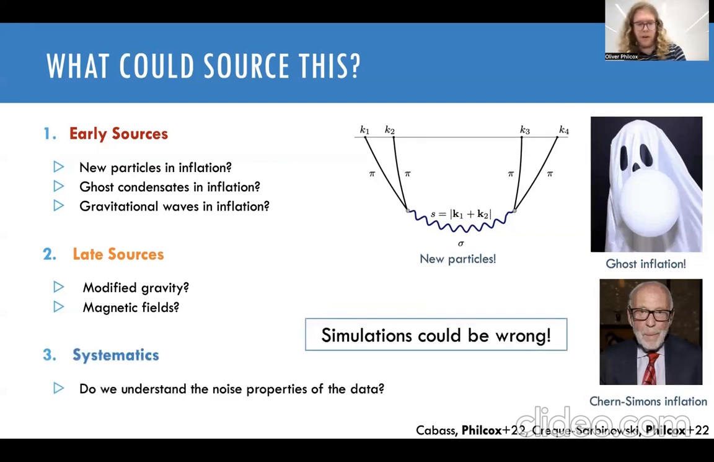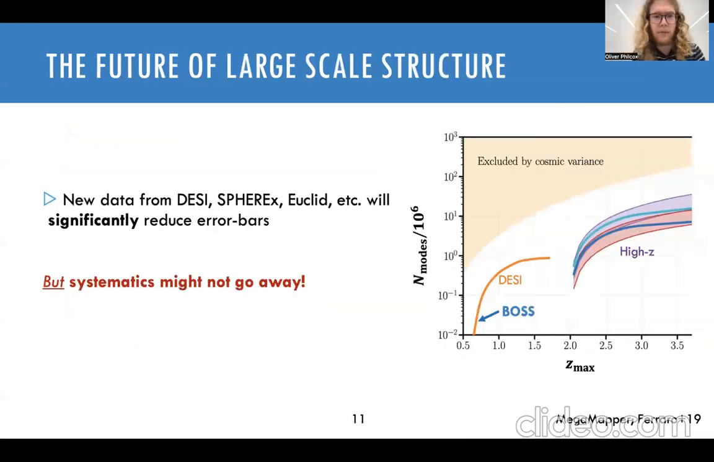Of course, there's always the elephant in the room. What about systematics? I think the primary example here is harking back to what we were saying before. Do we understand the noise properties of our data? Are our simulations valid? Or if we use theory, is our theory valid? This is, of course, the pessimistic view, but it's always something we should bear in mind. So how do we resolve this?